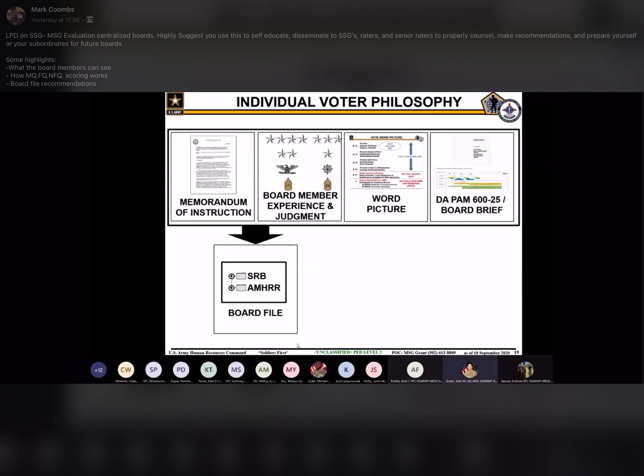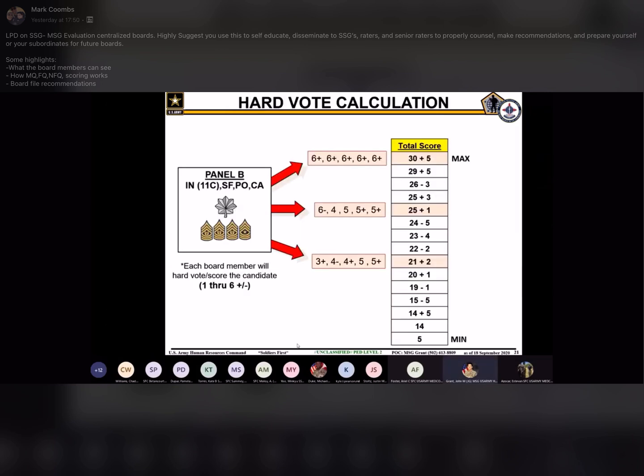All right, so we kind of covered individual voter philosophy. I won't beat that dead horse. So let's talk hard vote calculation. How do we actually calculate these votes to create an OML?